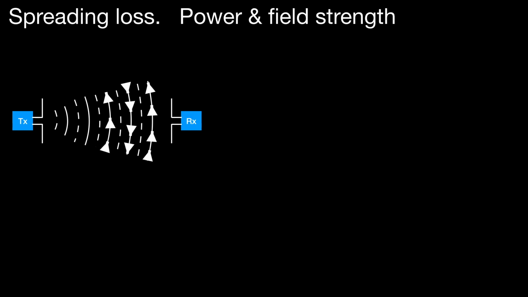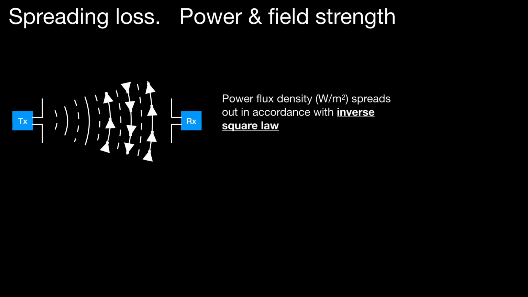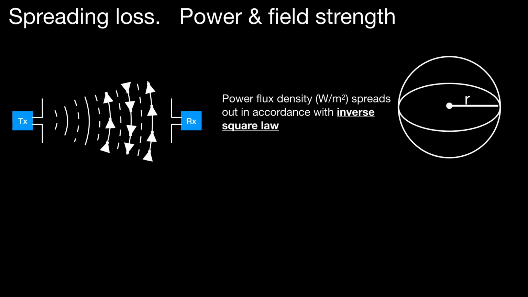So, going back to the syllabus, we need to note that the power flux density in watts per meter squared spreads out in accordance with the inverse square law. If we have a look at this, that depicts a globe or a sphere with radius r. The formula for the surface area of a sphere, A, is equal to 4 pi r squared, and you don't need to know this for the advanced course, this is just background. So you can see that as r increases, the area increases with the square of the radius.